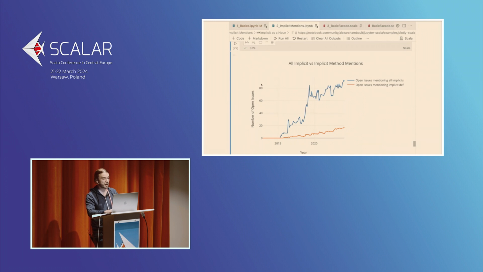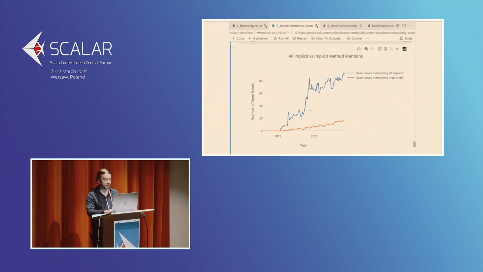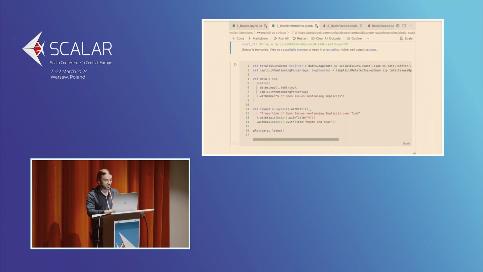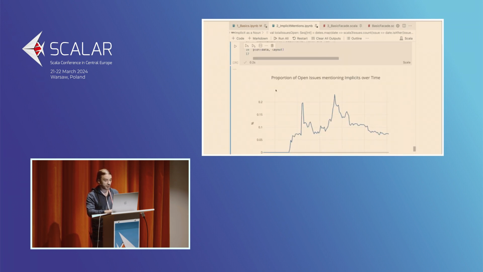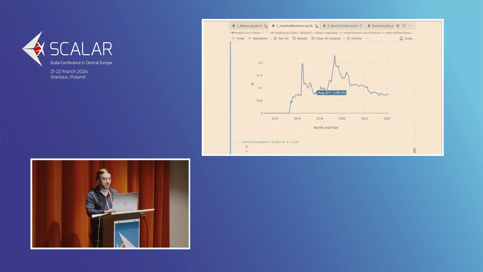So to show you the last part of this analysis, I've done something that I actually expected. This is a graph that shows the number of open issues mentioning all implicits, and it's actually increasing over time. So I'm taking all the issues that mention implicits, and I'm going to count them over time when they are still open. And more interesting maybe, the proportion. I was surprised because nowadays it's around 7% of the ones open, okay?